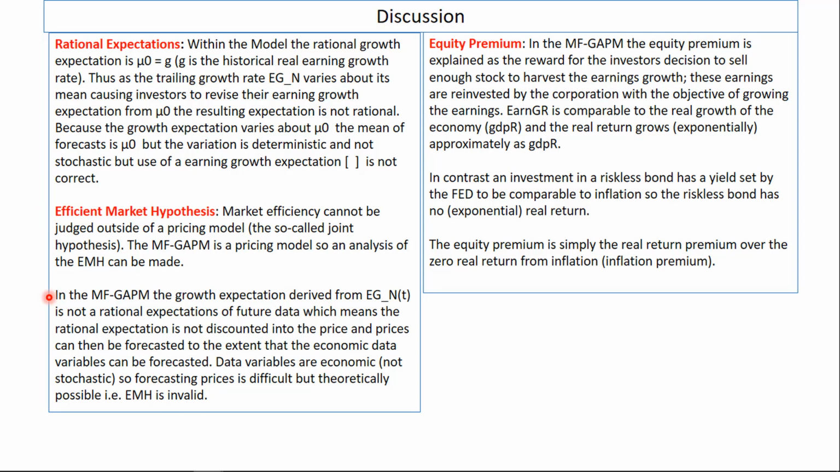Again, the growth expectation is not a rational expectation of the future data variable. So the actual future data is not discounted into the price. And this suggests that prices can be forecasted to the extent that the economic data variables can be forecasted. The data variables are economic in this model, and they're not stochastic, and they're not hedgeable. So forecasting prices may be difficult, but I think it's theoretically possible, and we're going to discuss that in the next slide. And this, in a certain sense, invalidates the efficient market hypothesis, because an investor with a sufficient ability to forecast economic data variables can, in fact, to a certain limited extent, forecast equity prices.